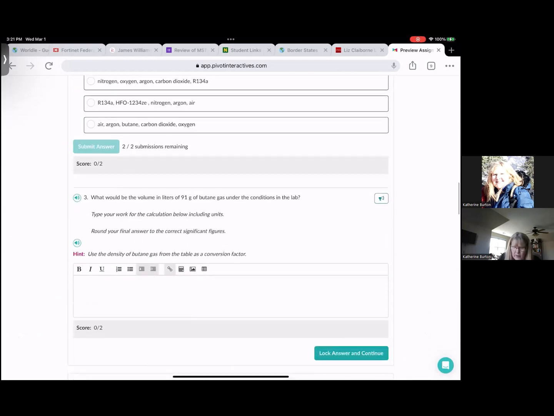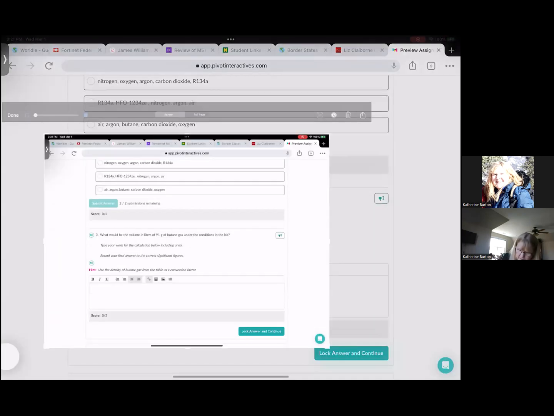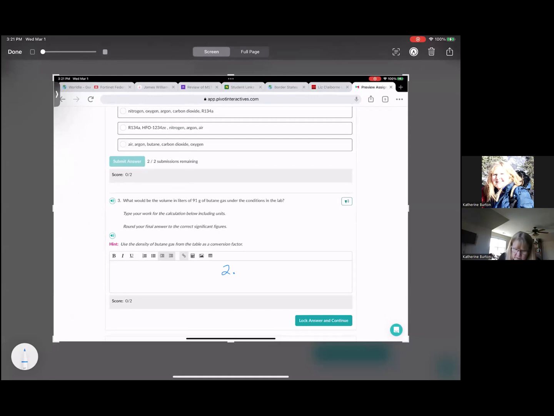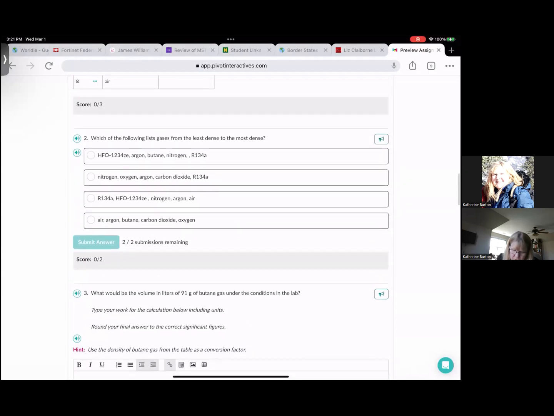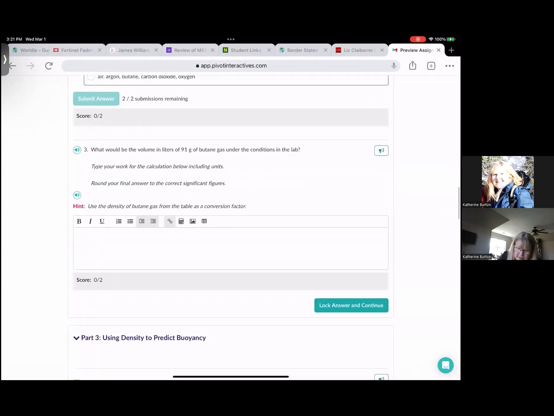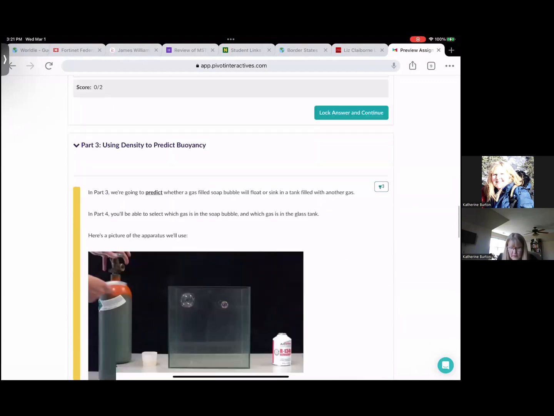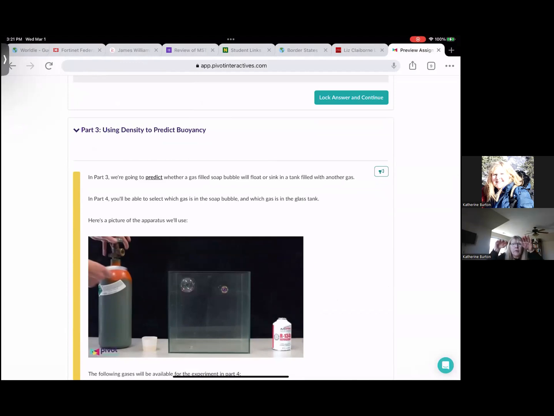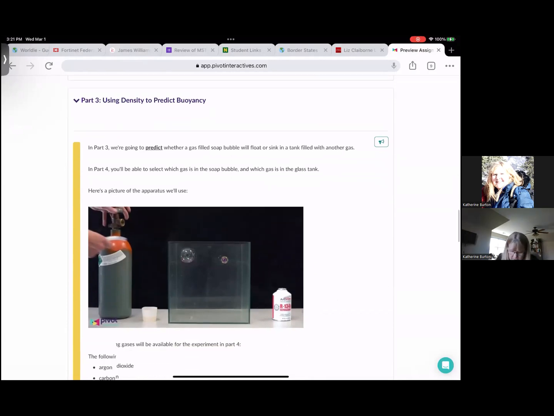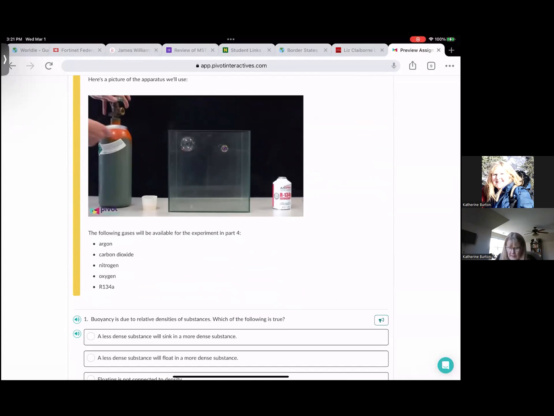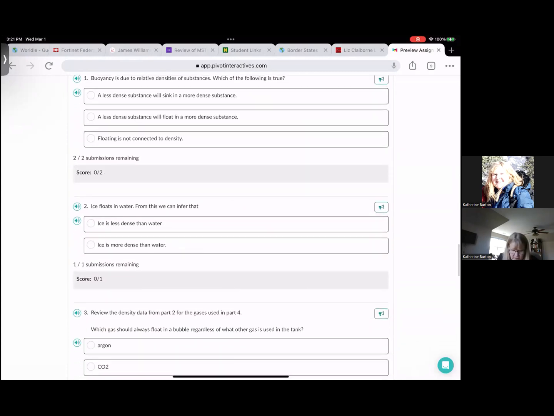They're asking here, what is the volume in liters of 91 grams? Well, if you know that you have your, of course, I lost my number. You have your 2.39 grams per liter, you can figure out how many liters you would have in 2.91 grams. Then we're going to do some buoyancy, which means float or sink. If it's denser than our air, it's going to sink. If it is less dense than air, it should float. So these are the gases that we have. And then we're going to answer some questions on these.